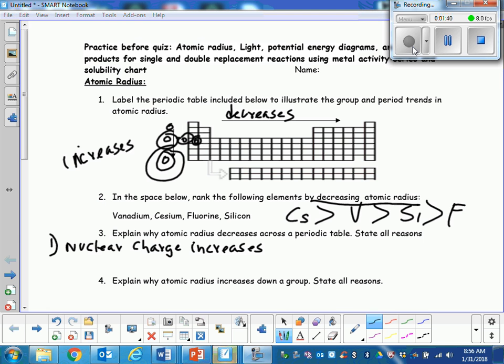So Claudia has talked about the number of protons, which causes the greater pull, which causes a decrease in the size. I agree 100% with her, but it will always say state all reasons. What is it that she did not talk about? Anybody in class? She did not talk about shielding effect, all right? You have to say nuclear charge increases while shielding effect remains constant.